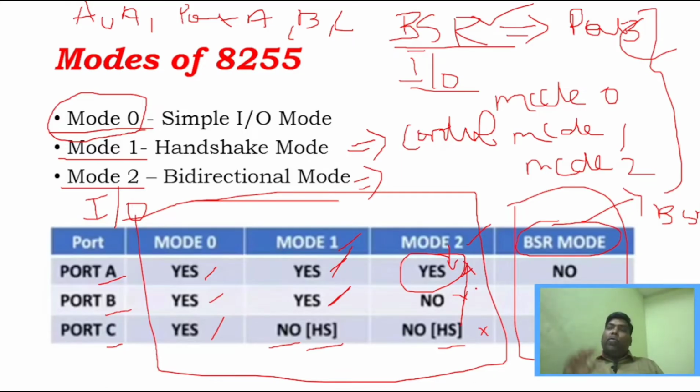I have said what is bit set reset mode and what is IO mode, right? So you have two different modes. The IO mode is separated into 3: mode 0, mode 1 and mode 2, called simple IO mode, handshake mode and bidirectional mode, right? Mode 0 is supported by port A, port B, port C, whereas mode 1 is supported by port A and port B, whereas mode 2 is supported only by port A, right? And BSR mode is supported only by port C, and it also supports the handshaking process, right? Now you understand the different modes of 8255.